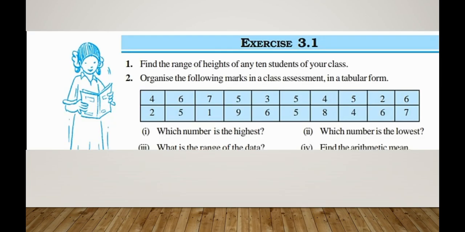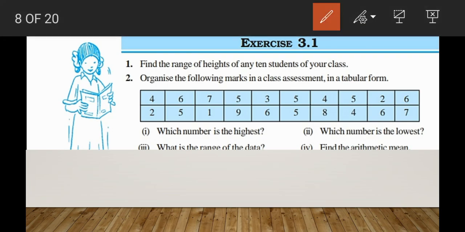You will do one exercise. First exercise from our reader. Exercise 3.1. First question is on range of heights of any 10 students of your class. Okay, that you can do from your class. Second one is organize the following marks in a class assessment in a tabular form. So some marks are given here and some questions are given here. You can see what's the first question, which number is the highest.